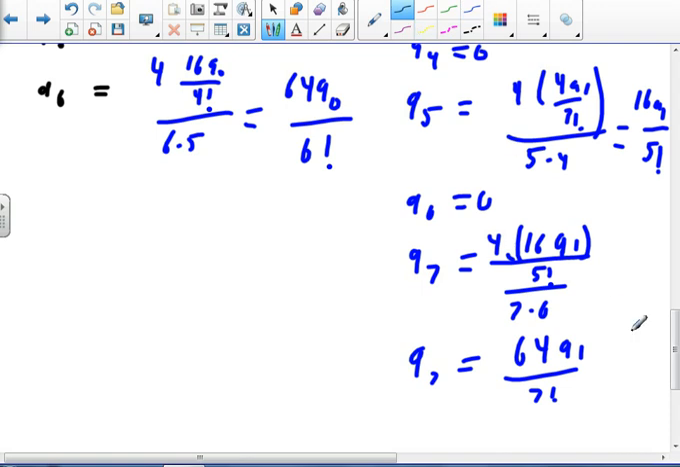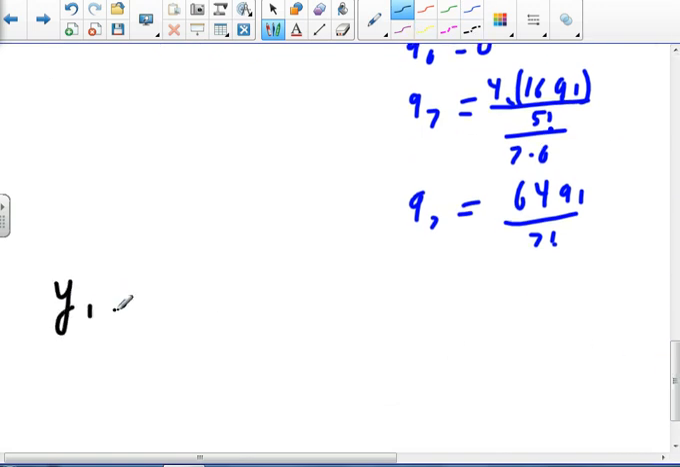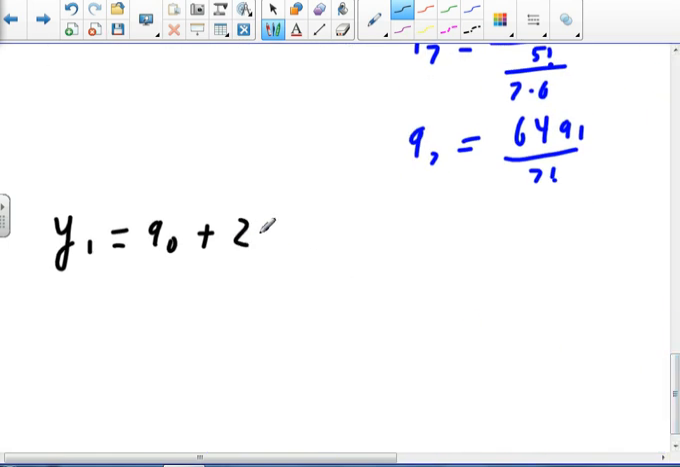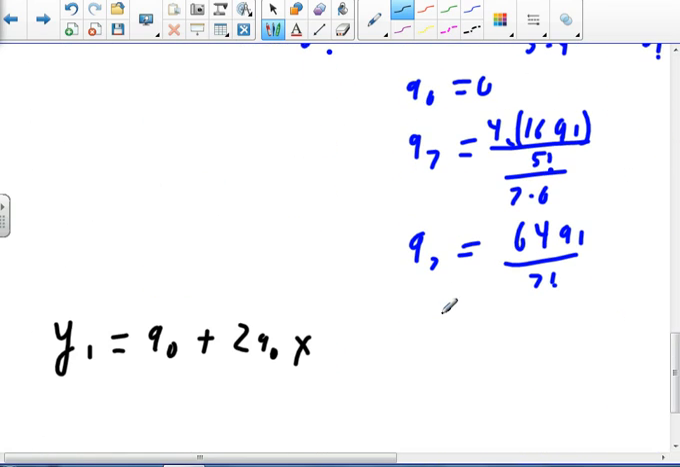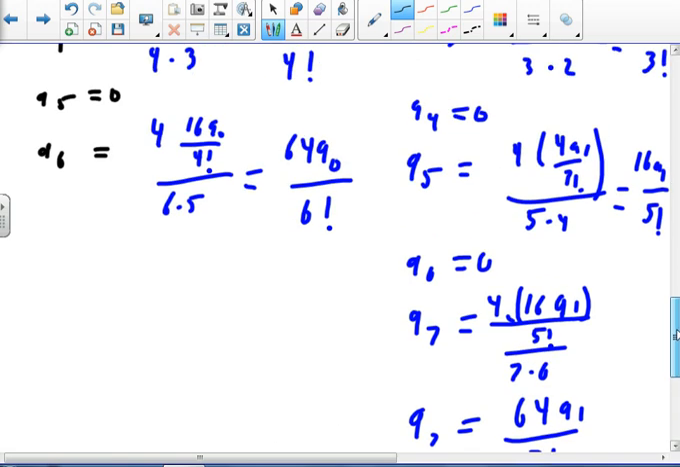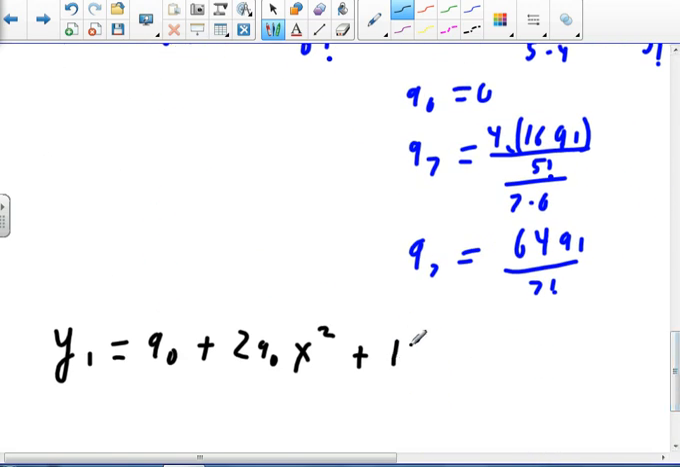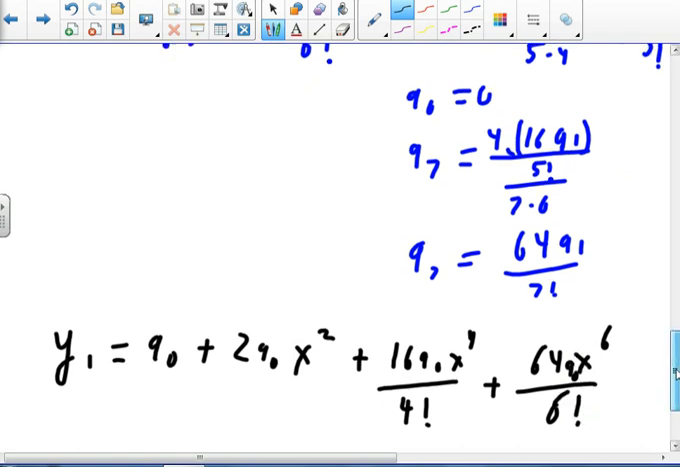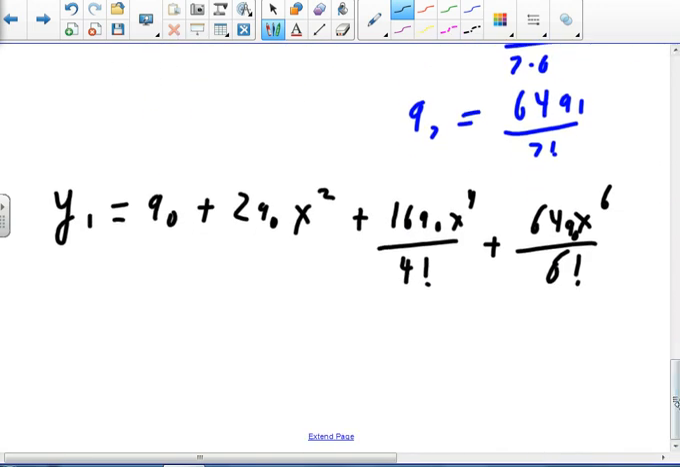That's a good answer. Okay, so case 1, y1 is going to be a0 plus 2a0 x squared plus 16a0 x to the 4th over 4 factorial plus 64x to the 6th over 6 factorial a0. All right, that's one of our answers.